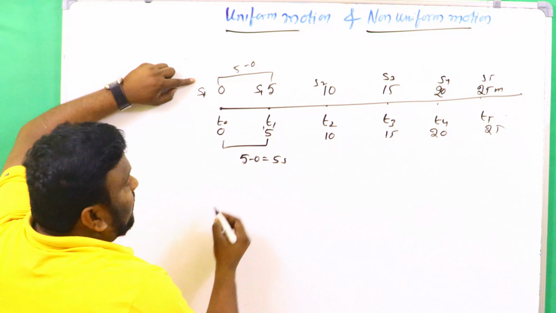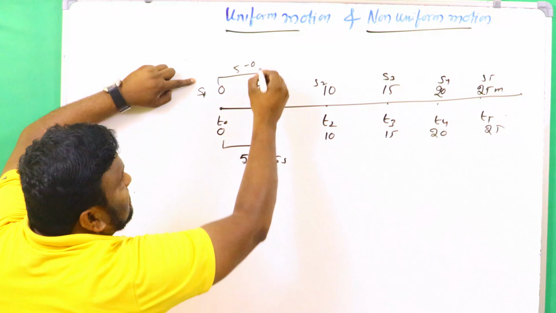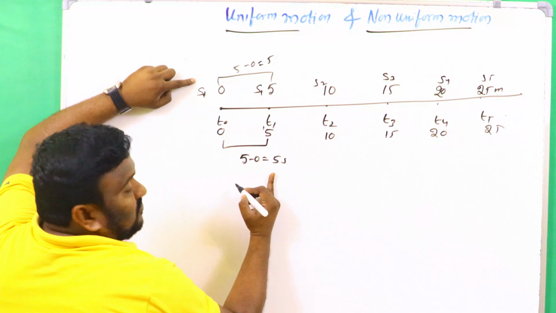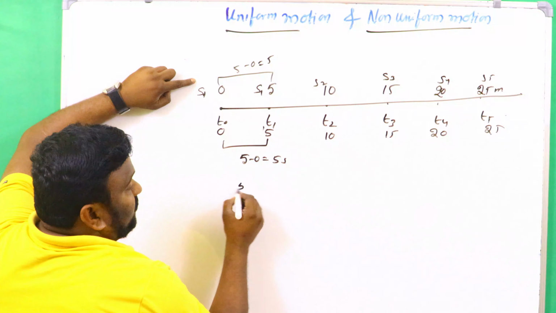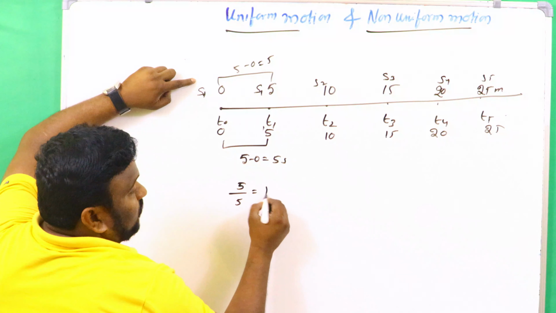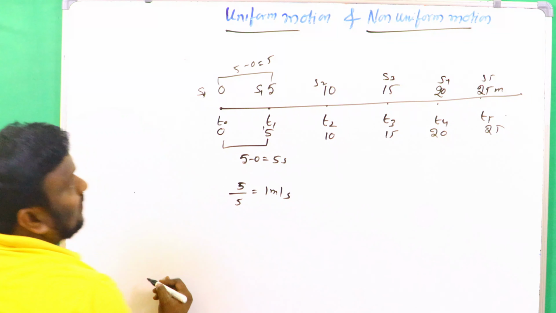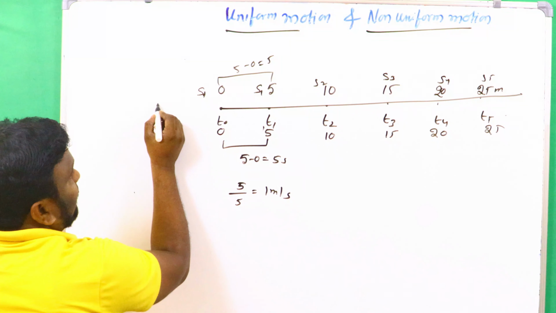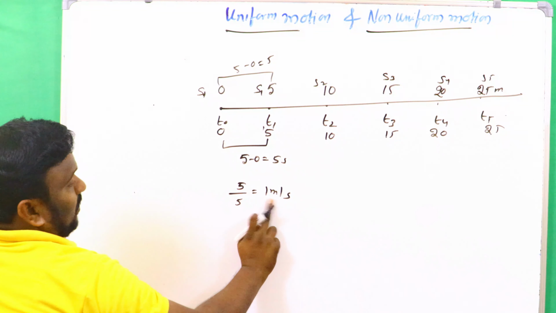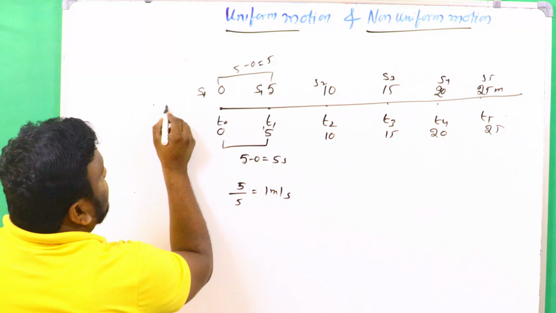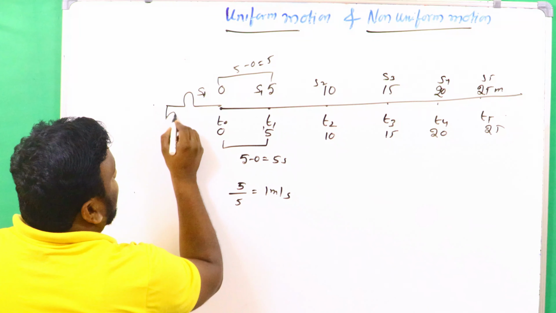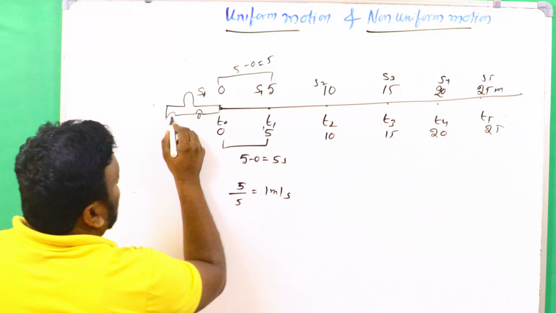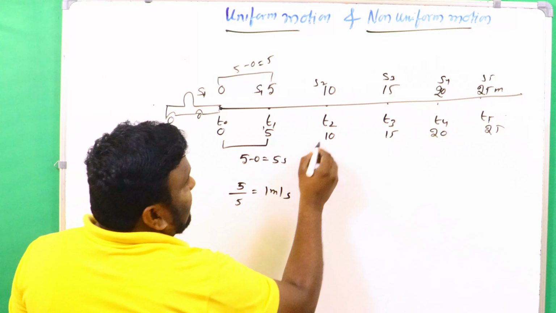Then what is the average speed here? In the first interval, the distance traveled is 5 and the time is also 5. So 5 by 5 is 1 meter per second. The vehicle is going to move 1 meter in 1 second. The vehicle, you can take it as a car, anything, water maybe. Clear? And what is the second interval?